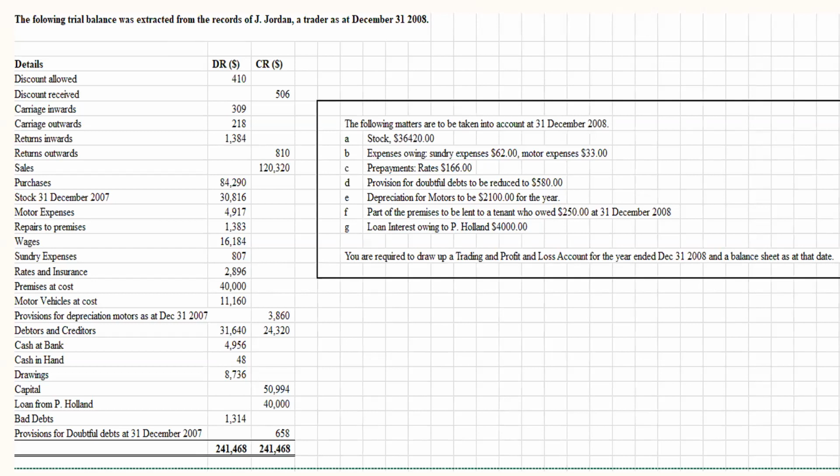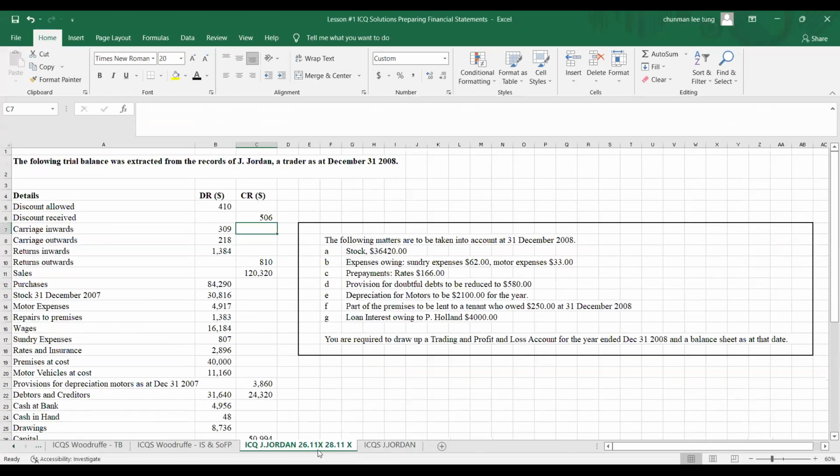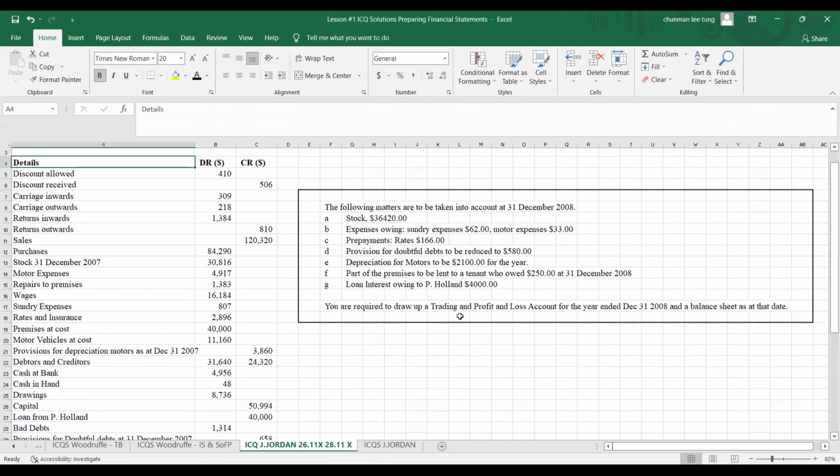J. Jordan. We said it's from the textbook, Frankwood, 26.11x in the 5th edition and 28.11x in the 6th edition. So let's start looking at it. Again, we have the question here, 26.11x, 28.11x. Whichever book you all are using, this is the question we are looking at.